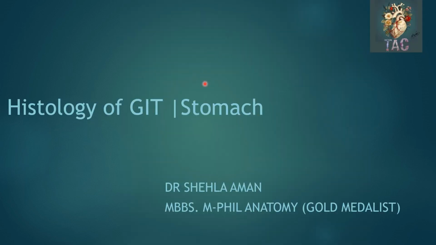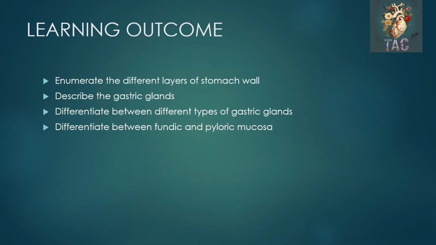Today we are going to discuss the histology of the stomach. So the learning outcome for today's class is to enumerate the different layers of the stomach wall, describe the gastric glands, differentiate between different types of the glands, and differentiate between fundic and the pyloric mucosa.